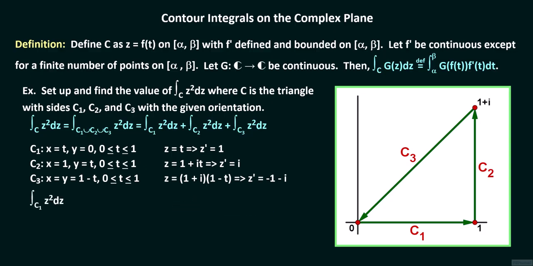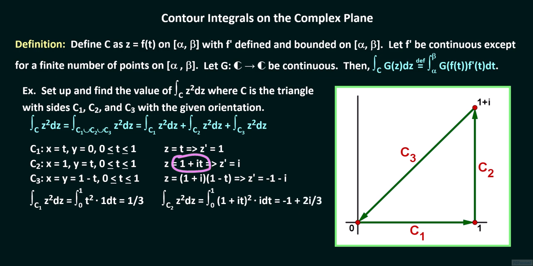So the contour integral of z squared along c sub 1 equals the integral from t equals 0 to t equals 1 of z squared, or t squared, since z equals t, times z prime, or 1. This equals 1/3. The contour integral of z squared along c sub 2 equals the integral from t equals 0 to t equals 1 of the square of 1 plus it, since z equals 1 plus it on c sub 2, times z prime, or i, and this equals minus 1 plus 2i over 3.